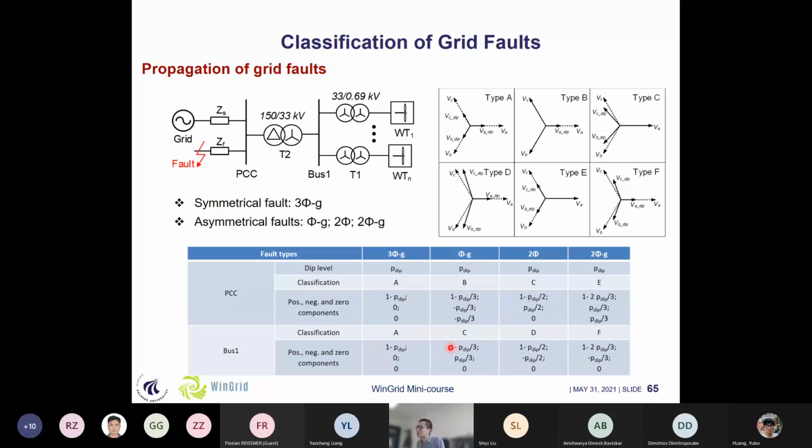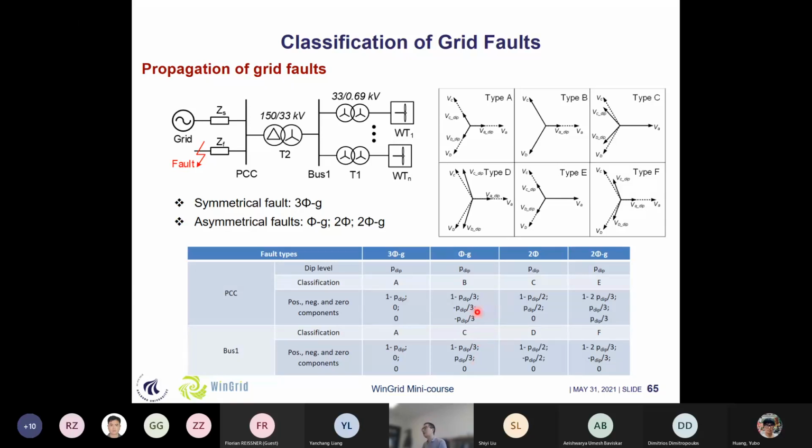The key conclusion is that in case of these asymmetrical grid faults, some may have zero sequence components, but this zero sequence component cannot be present after this YD transformer. So after this YD transformer, the zero sequence will all become zero. In case of the positive sequence, they all remain the same, regardless of the transformer connection types. But in case of the negative component, the value will become the opposite value.